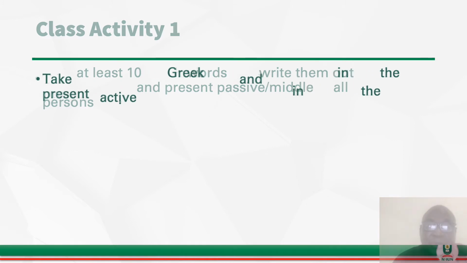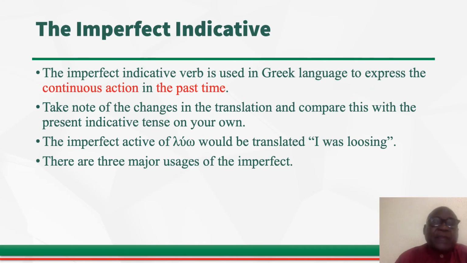Now let's go on, and we'll start with the imperfect indicative. The imperfect indicative verb is used in the Greek language to express continuous action in the past time. Take note of the changes in the translation and compare this with the present indicative tense on your own. The imperfect active of luo will be translated, I was loosing. In other words, my loosing was in the past time.